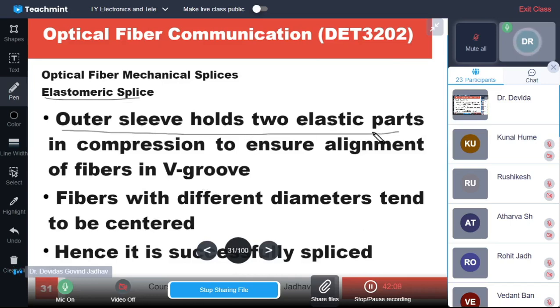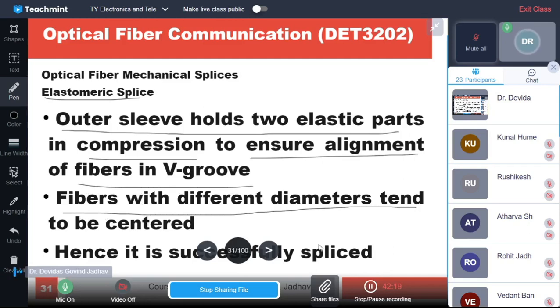The outer sleeve holds the two elastic parts in compression to ensure alignment of the fibers in the V groove. So fibers with different diameters tend to be centered. Even if the fibers are of different diameters, due to the elastic sleeve holding, they will be centered. Hence successful splicing is achieved.